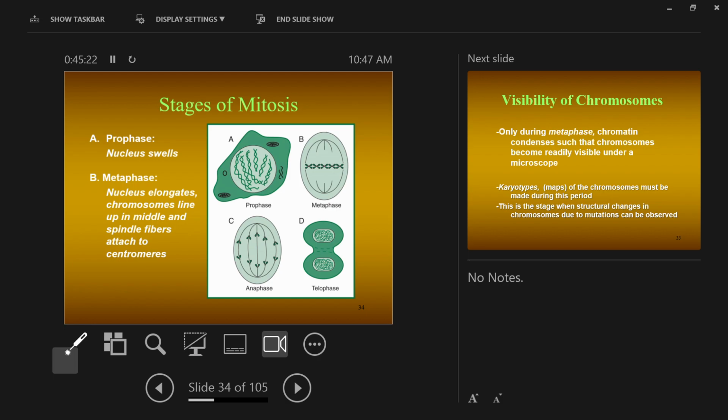Here's the important one. Metaphase, the nucleus elongates. The chromosomes line up along the equator, right in the middle. B. Metaphase. The chromosomes line up, and here's what's cool: tiny little microtubules will attach to each side of each chromosome and get ready to pull it to opposite sides of the cell. Okay, so metaphase is where all the chromosomes line themselves up along the middle of the cell, ready to be split.